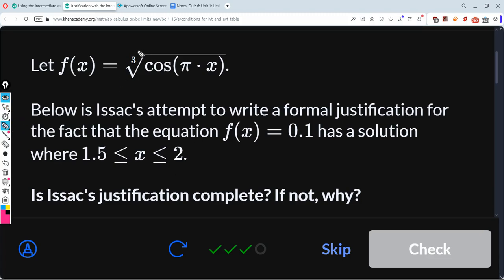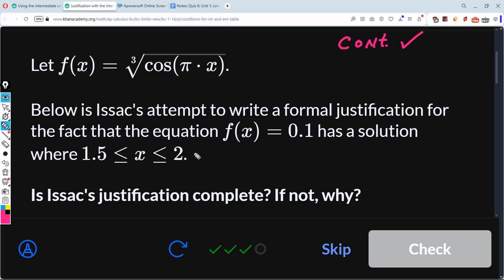Okay, right here we have a third root. That's an odd root, so this could be anything. This could be positive or negative because it's the third root. If it was a square root, we wouldn't allow negatives. It would only have to be positive or 0. But third root is okay. Cosine, you can enter any value in here and you'll be okay. So it's definitely continuous. All right, we got that part out of the way.